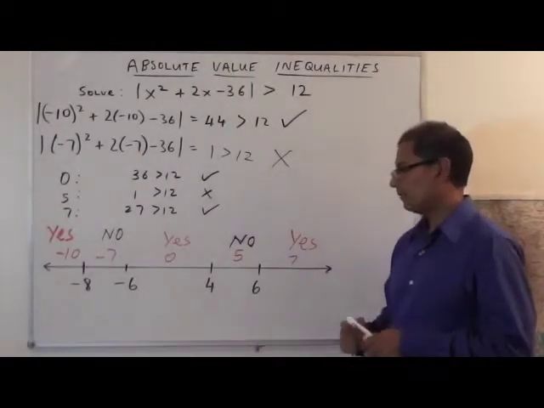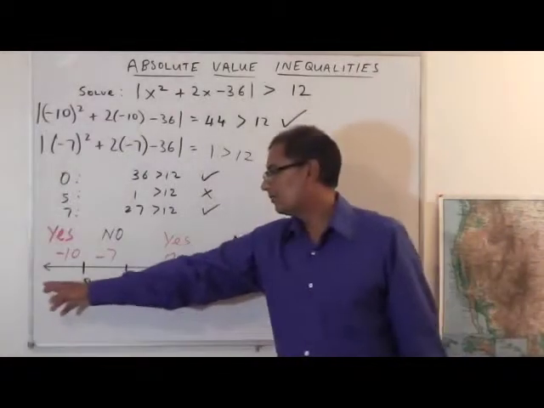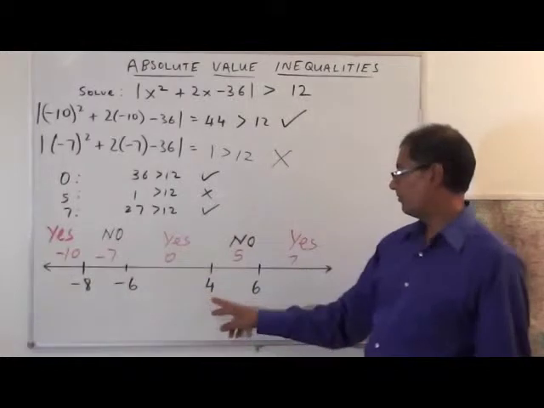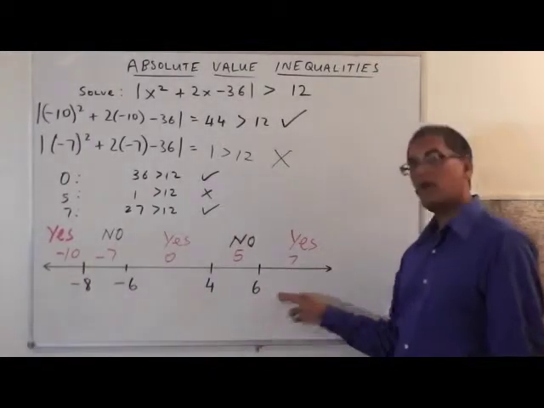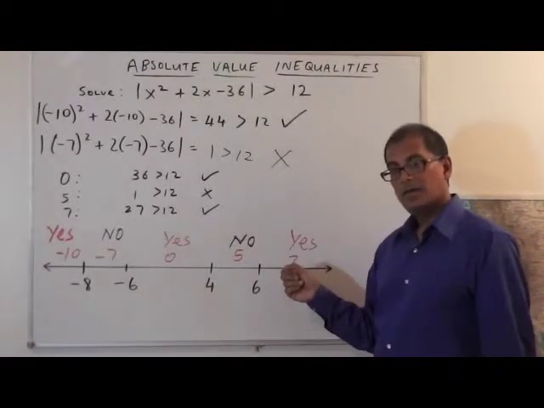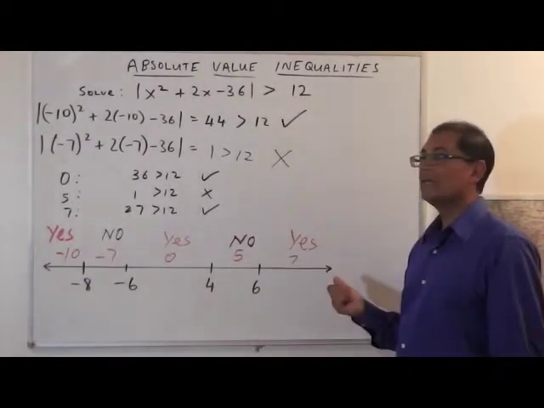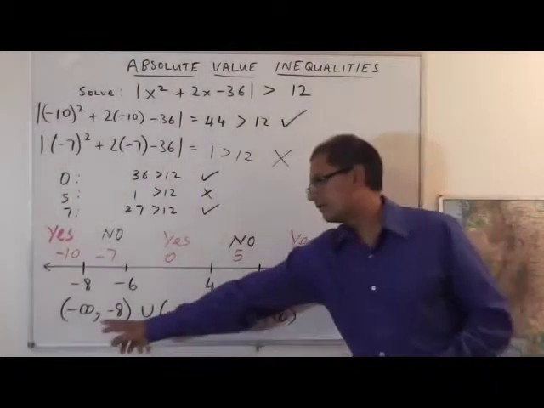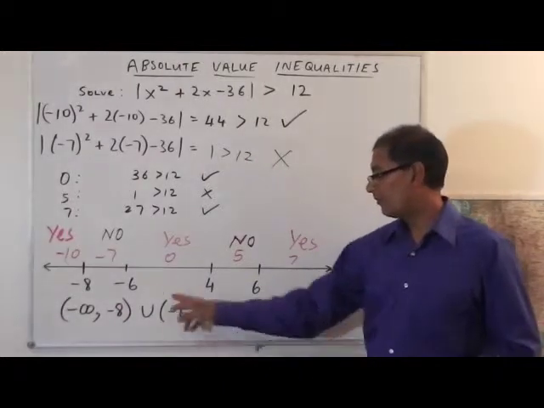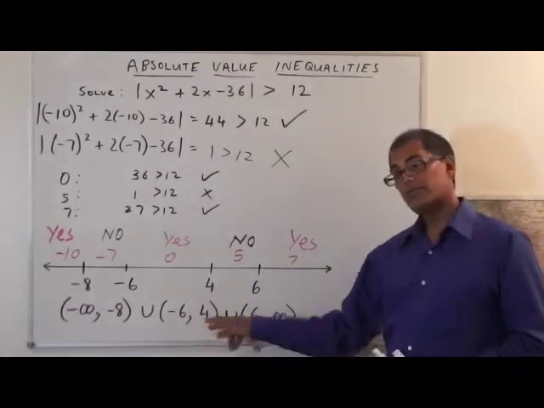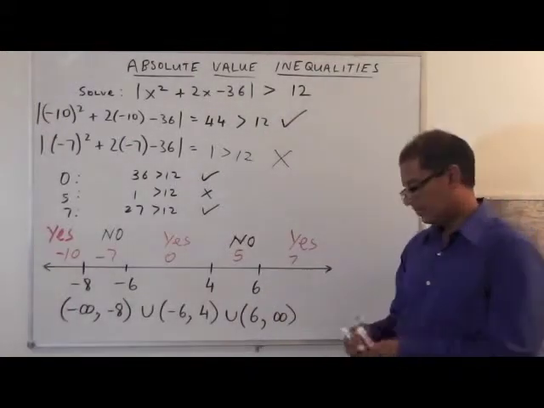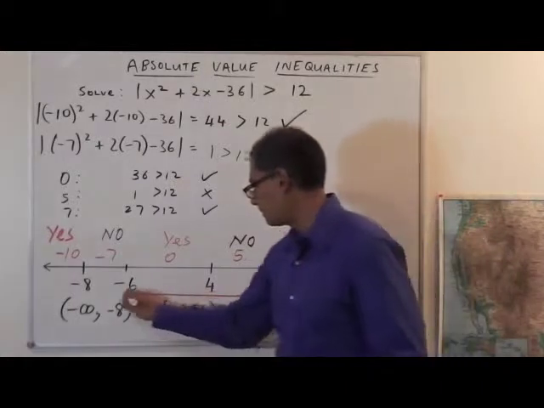So what do we have? We have 3 intervals we're looking at. We're looking at the interval from negative infinity to negative 8, and then from negative 6 to 4, and then from 6 on to infinity. And they're all with parentheses, and they're all unioned. So how do we write that? So here we have negative infinity to negative 8, parentheses, union negative 6 to 4, parentheses around both because it's a strict inequality, union 6 to infinity. So this is our solution.